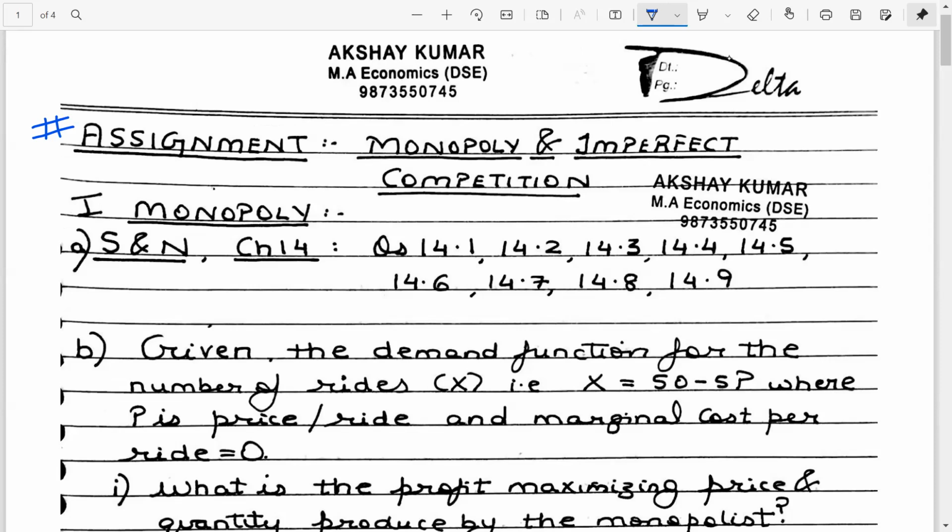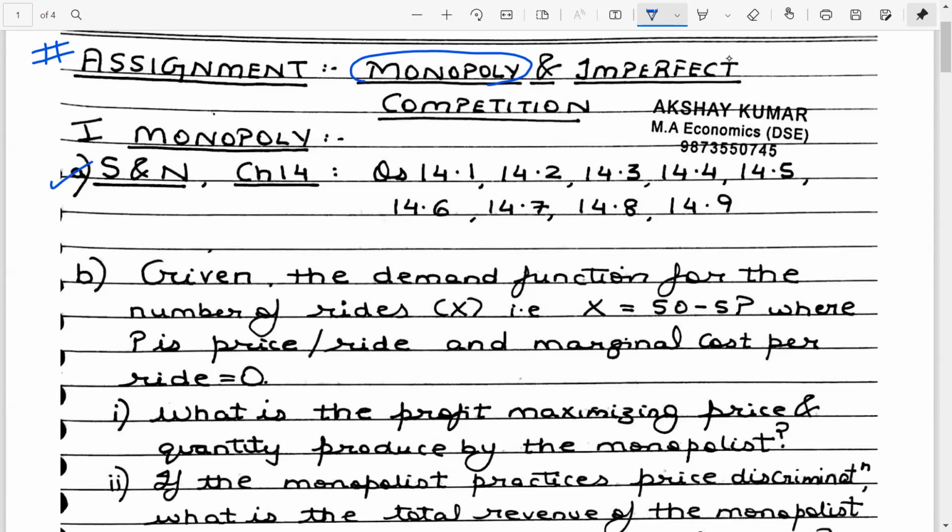Okay, so let's start with the practice problems on monopoly from my assignment. The first part is basically the Snyder and Nicholson back questions of monopoly. All students can recall that we have done good practice of the back problems of Snyder and Nicholson for the monopoly chapter. This is chapter 14 of Snyder Nicholson, and we have solved almost all these questions in our lectures on worked out problems for Snyder and Nicholson.